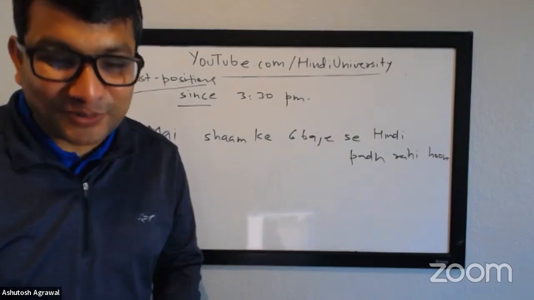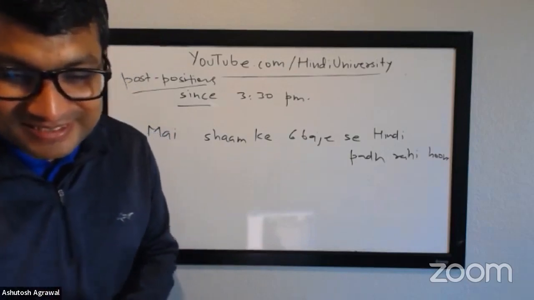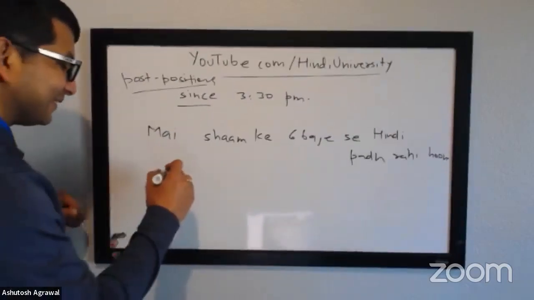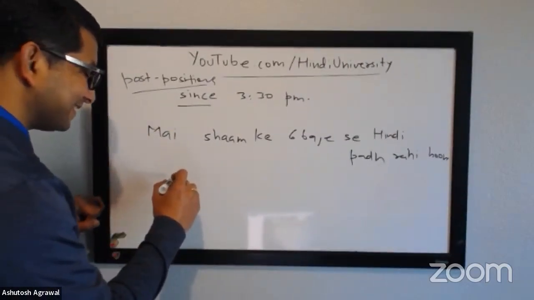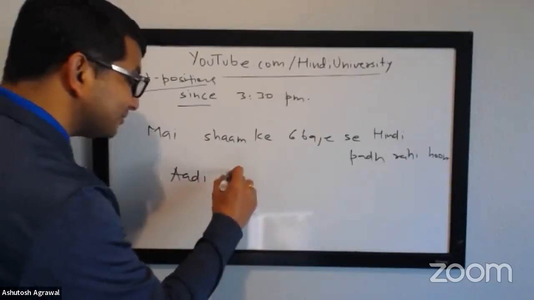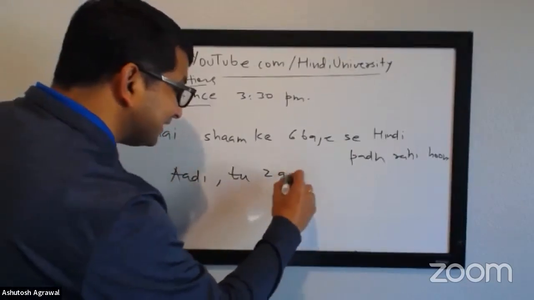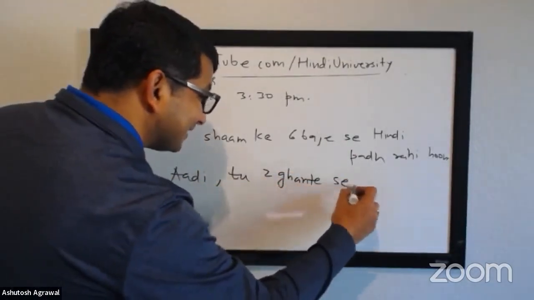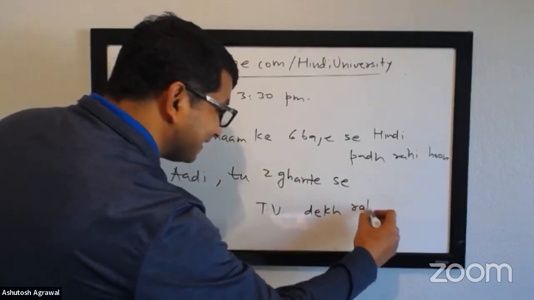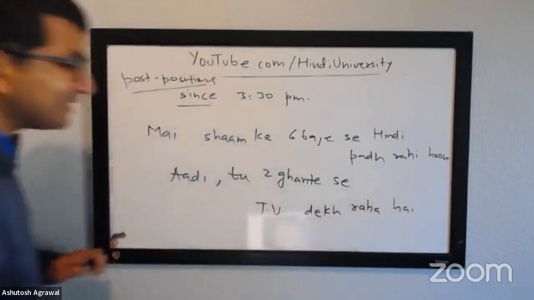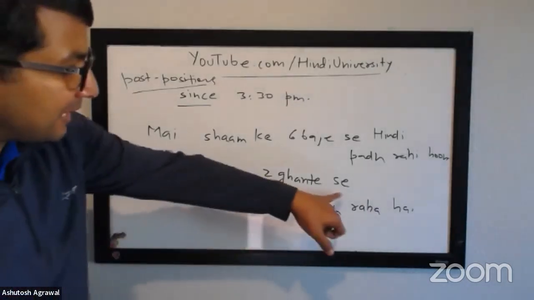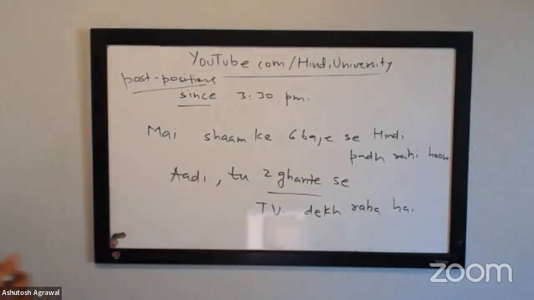Sir, aap pehle 2 ghante se TV dekh raha hai. Very good, right? So I'm gonna say to my son Adi, tu 2 ghante se TV dekh raha hai, right? And you can say hour is ghanta, but with the postposition, it becomes oblique. 2 ghante se TV dekh raha hai.